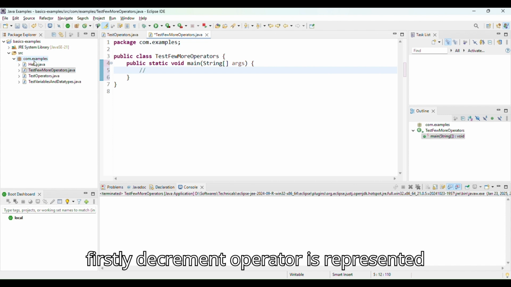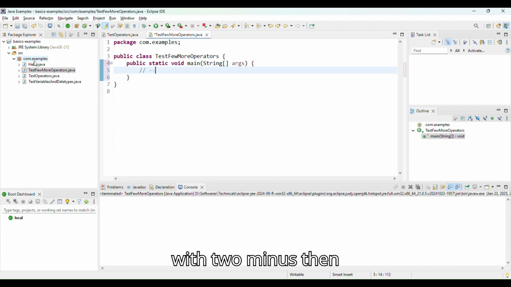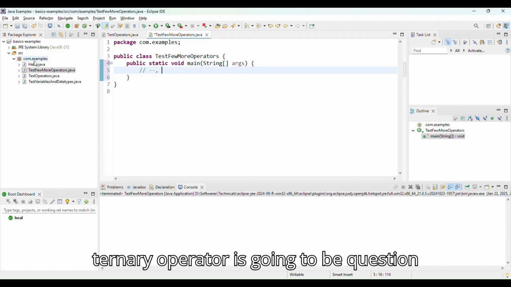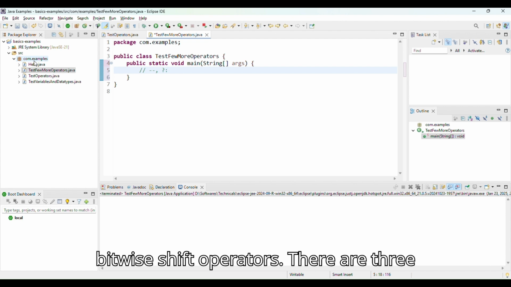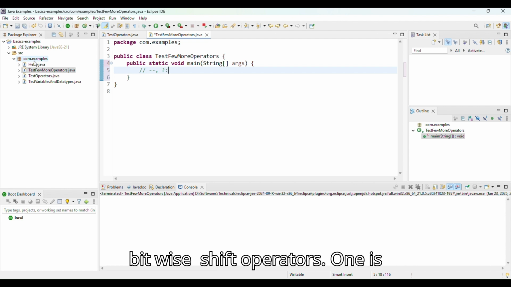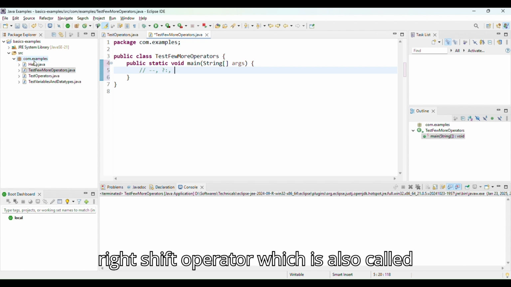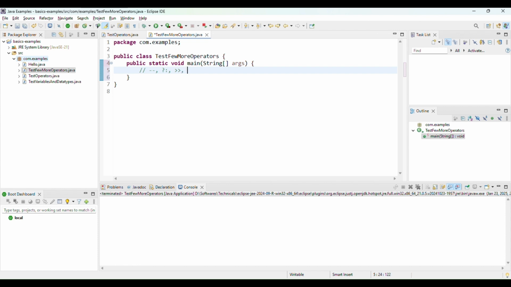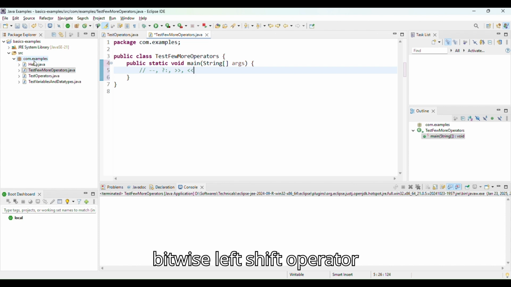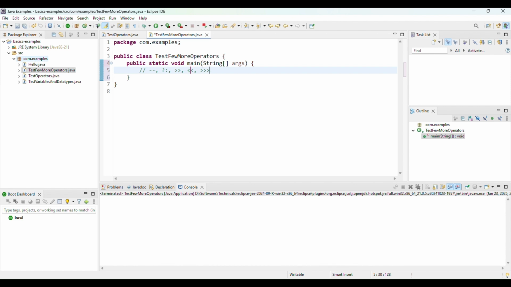Firstly, decrement operator is represented with two minus signs, then ternary operator is going to be question mark colon, and then bitwise shift operators. There are three bitwise shift operators. One is the right shift operator, which is also called signed right shift operator, then signed left shift operator or bitwise left shift operator, and one more is unsigned right shift operator.